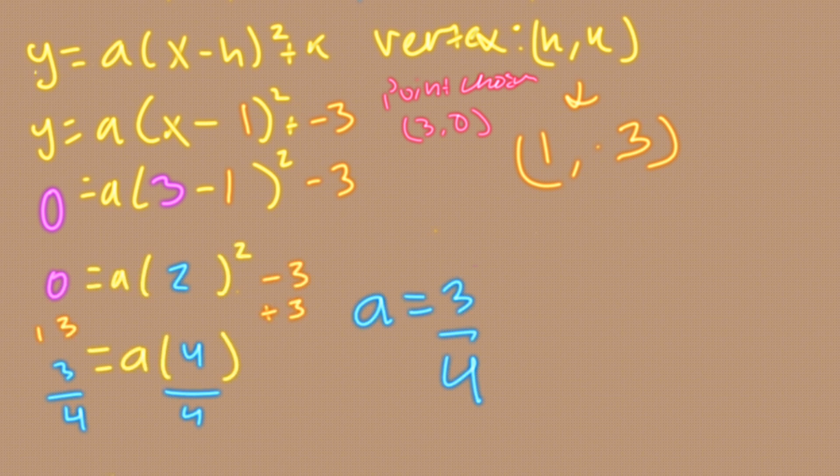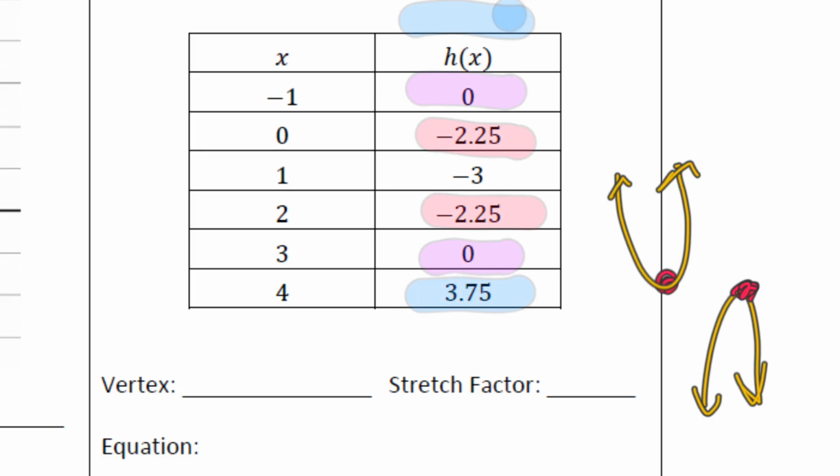So 3 minus 1 is 2, and then we're going to add 3 on both sides. That's going to get us 3 is equal to a(4) because 2 squared is 4. Then we're just going to solve algebraically, which is 3 over 4. So that means our stretch factor is 3 over 4, and now it's time to write our final equation. Now that we have everything we need to create our vertex form equation, we're just going to plug all our values into our earlier equation.